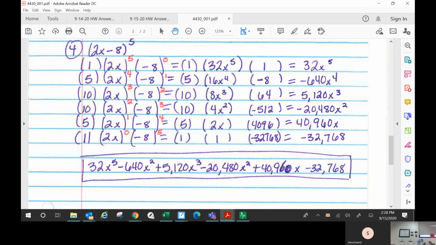Right? And then 2 to the 4th power is 16, and then you have x to the 4th power. You have to apply those exponents to everything in the parentheses. Okay, and this was your lovely big answer. Okay. Questions on number 4?